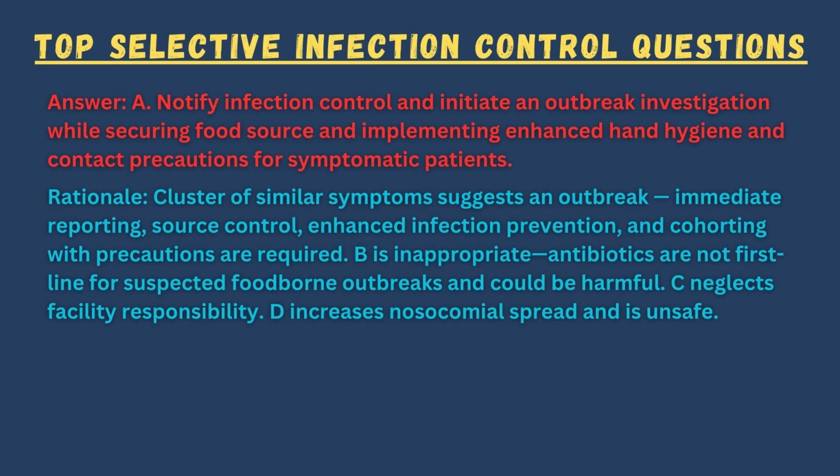Answer. A. Notify infection control and initiate an outbreak investigation while securing food source and implementing enhanced hand hygiene and contact precautions for symptomatic patients. Rationale. Cluster of similar symptoms suggests an outbreak. Immediate reporting, source control, enhanced infection prevention, and cohorting with precautions are required.